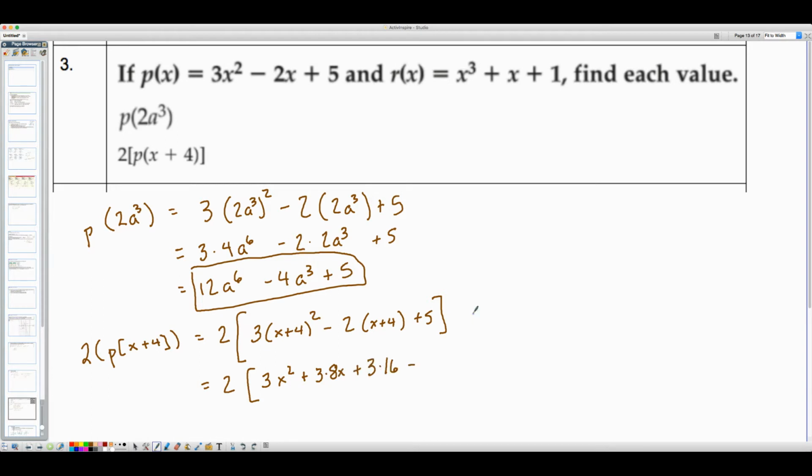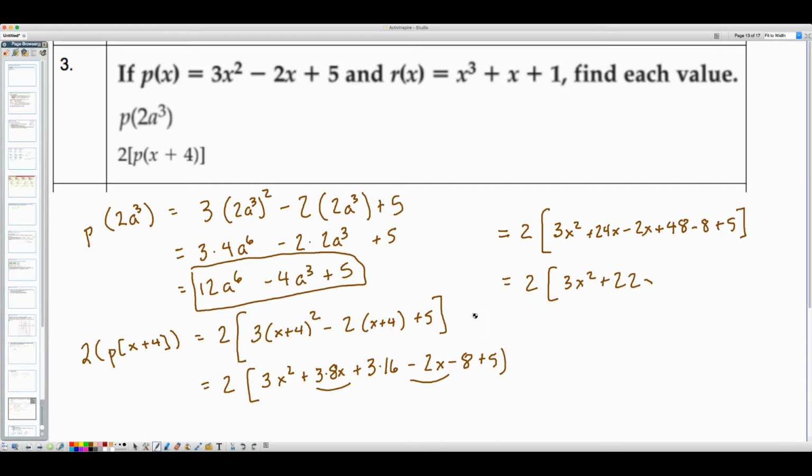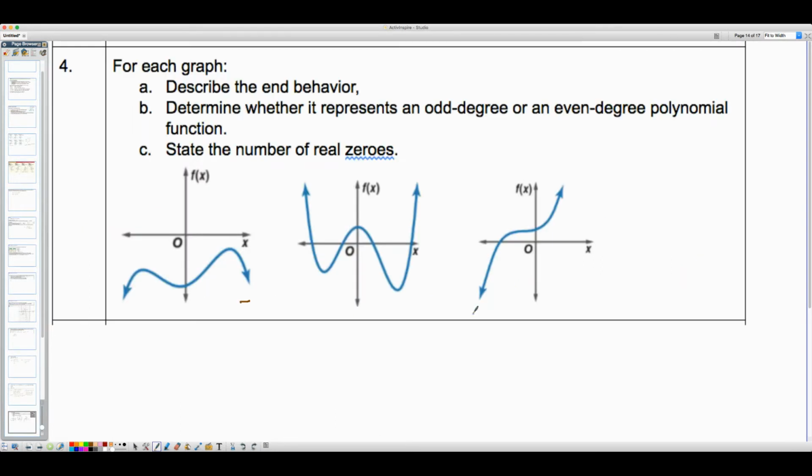You can use the box if you want to expand this. I'm just going to expand it like this. And then we have 2 times 3x. I combine the like terms. Notice you have a 24x and a minus 2x. And here we have 48 minus 8 plus 5. Simplify this once again to get my 22x and my plus 45. And this is equal to 6x squared plus 66x plus 90. That's my answer.